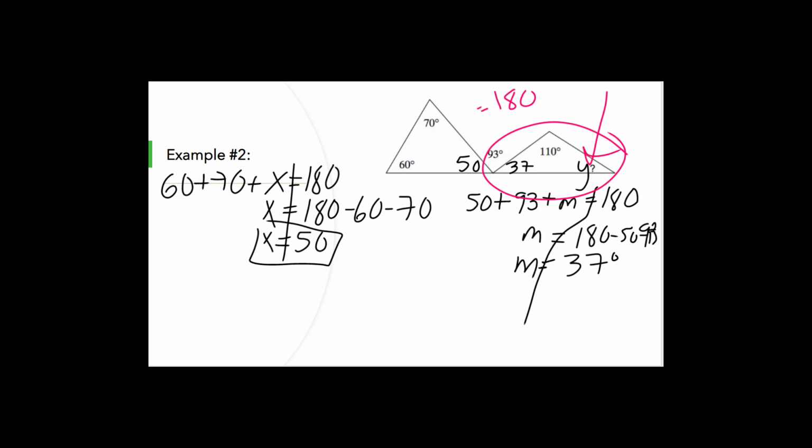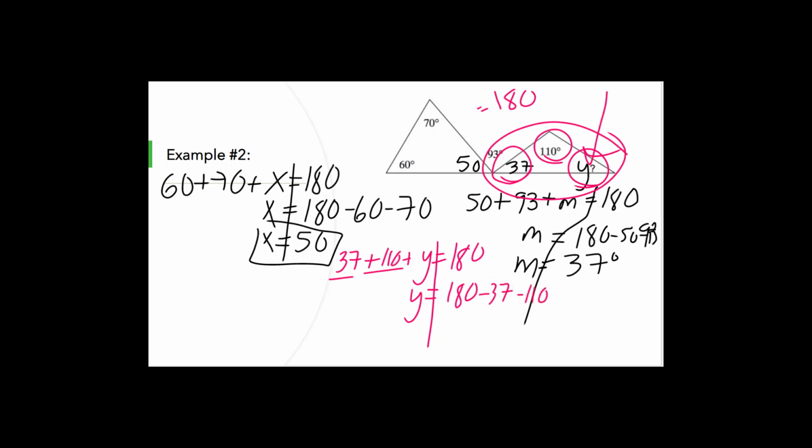All right, the final step, your equation is 37 plus 110 plus y equals 180. Right, so all three angles in a triangle together equal 180. Draw the line. 180, and then minus 37 minus 110. All right, we're going to subtract. So 180 minus 37 minus 110 is 33 degrees. And that is the final answer.